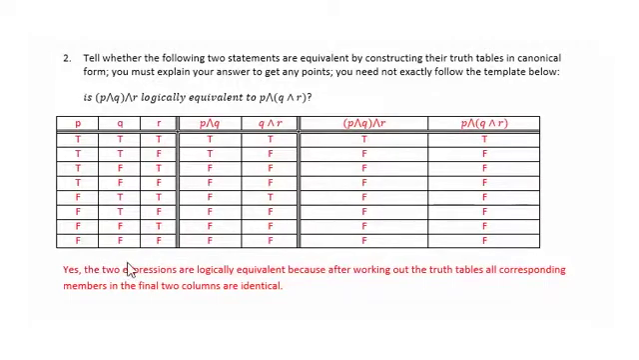So then how do we answer this? Well, we're going to say they're both logically equivalent because after working out the truth tables in canonical form, all corresponding members in the final two columns are identical. Because these two columns represent the original expressions and they are identical, first two being true and the rest of those being false, we know that these two expressions are always going to be the same, and therefore they're going to be logically equivalent.